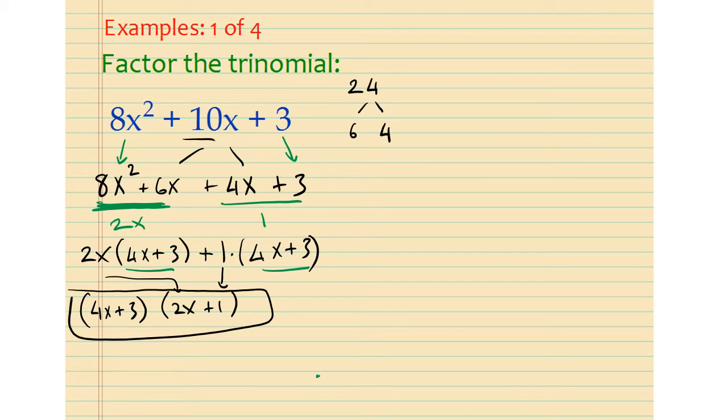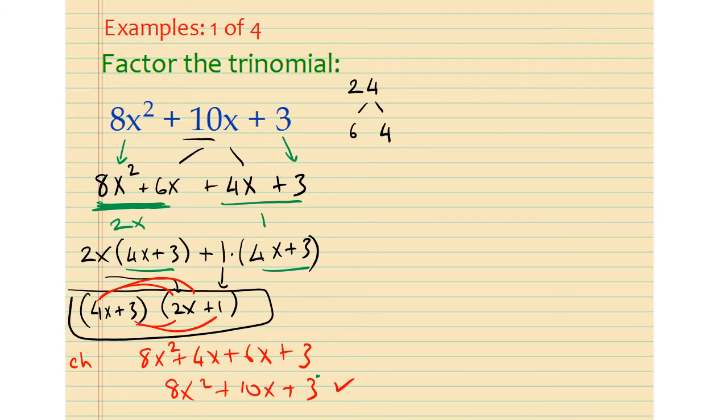Now, let's do a quick check step as well. I can redistribute everything, and it should give me the first problem. Factoring and distribution are inverse operations of each other. 8x squared plus 4x plus 6x plus 3, and then 8x squared plus 10x plus 3. Yes, our check step showed that our factoring was correct.